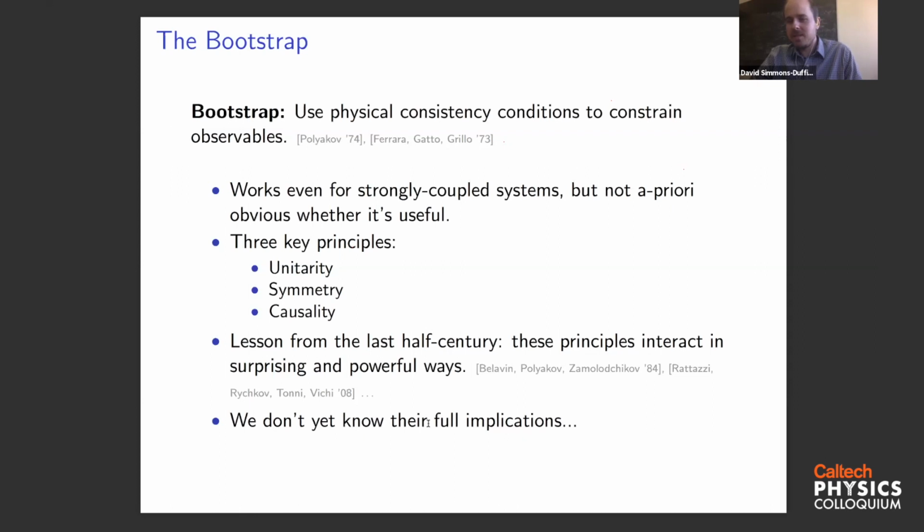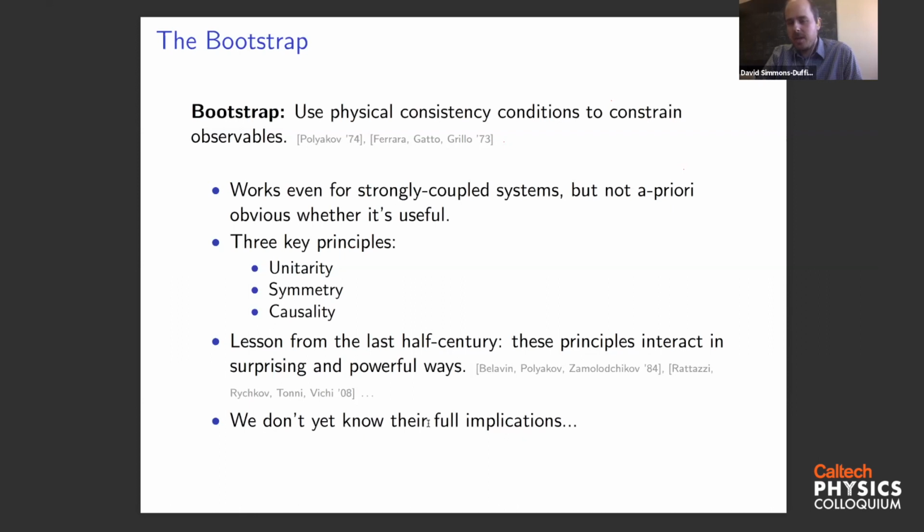And it's not obvious whether it's actually a good idea. I mean, we can write down physical consistency conditions, but how powerful can these conditions actually be? And the 3 key principles that will play an important role in this talk are unitarity, symmetry, and causality. And I'll talk a little bit about what each of those are. And one of the surprising lessons from the last half century of the bootstrap is that these principles interact with each other in surprising and powerful ways.